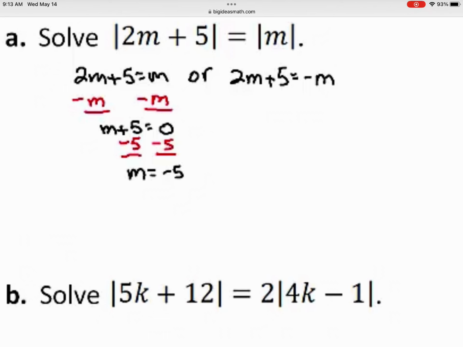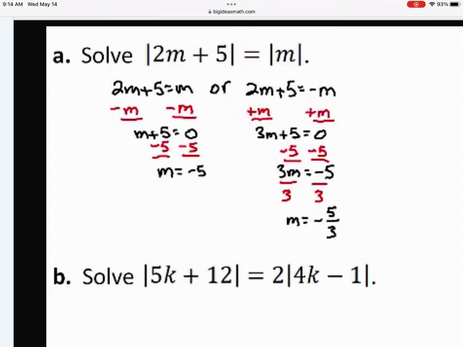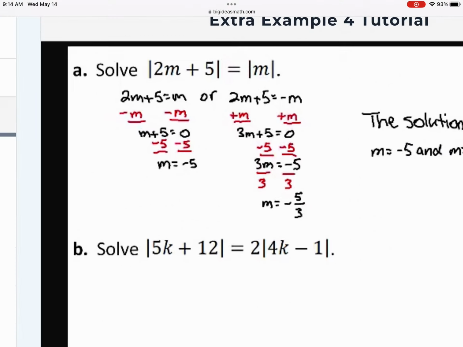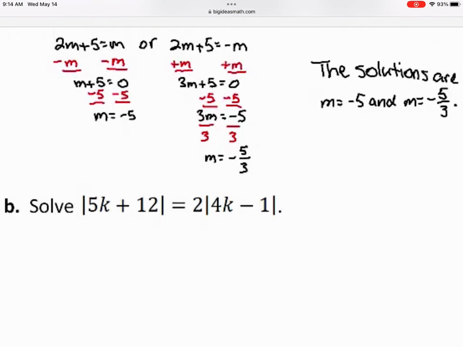Similarly, to solve 2m plus 5 equals negative m for m, first get all of the m terms on the same side by adding m to each side, giving you 3m plus 5 equals 0. Then isolate the m term by subtracting 5 from each side, giving you 3m equals negative 5, and divide each side by 3, leaving you with m equals negative 5/3. So the solutions are m equals negative 5 and m equals negative 5/3.